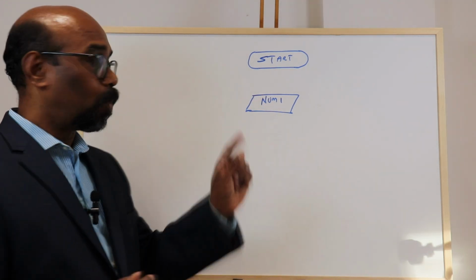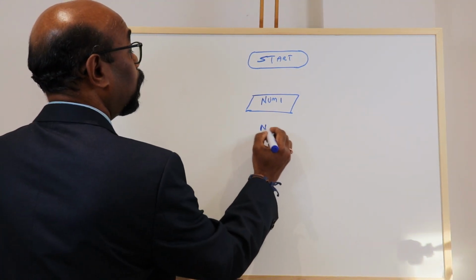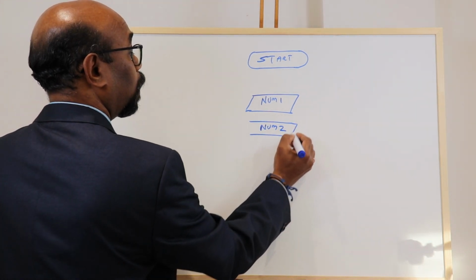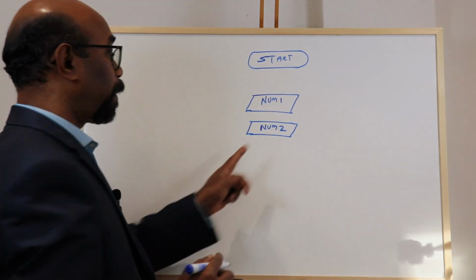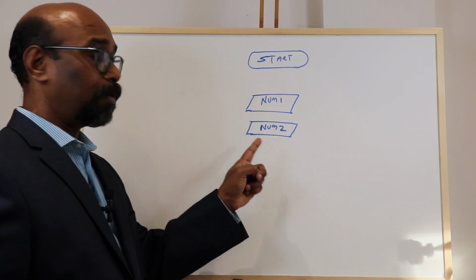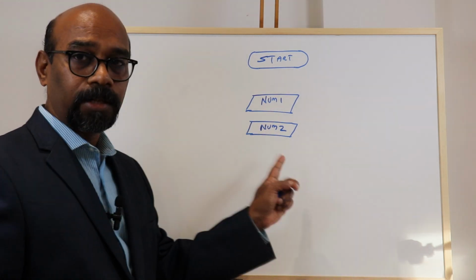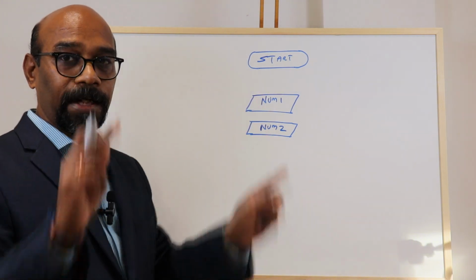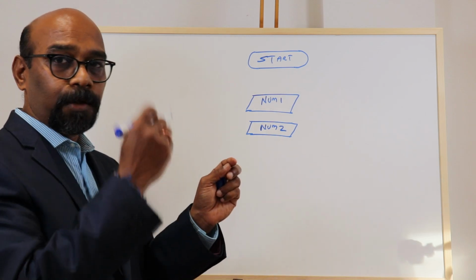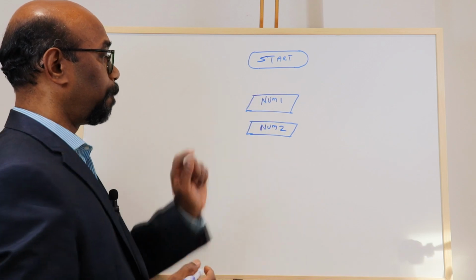Input number 1. You need another number, which is number 2. Again, parallelogram. Whenever you draw your flowchart, make sure you write the variable name or calculations first and then put the diagram. Otherwise, sometimes you may put a box, and then your variable or calculation may not fit in the box. So make sure you do this.